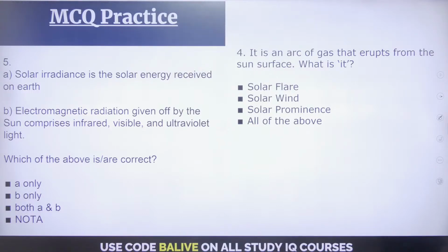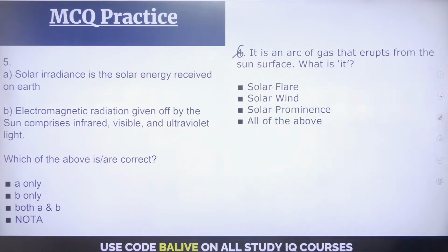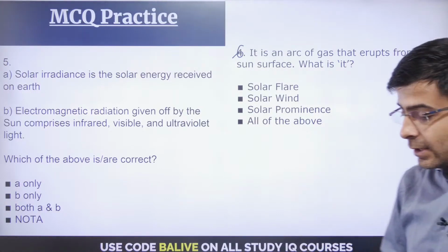Question 6, I believe. This has been well done. Question 6. It is an arc of gas that erupts from the sun's surface. What is it? What am I talking about? Is it solar flare, solar wind, solar prominence, or all of the above? Okay. Go ahead and answer these questions for me too in the comment box.